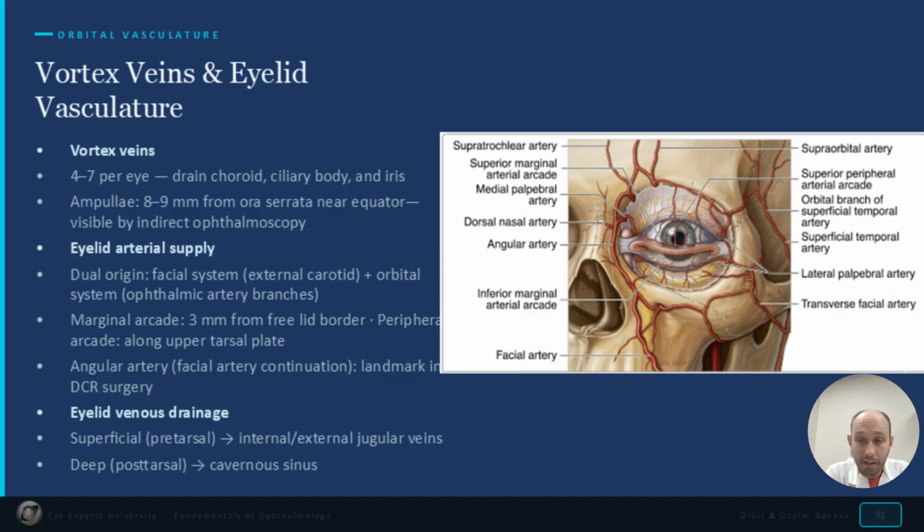The eyelid arterial supply is pretty extensive. We have the facial system that comes from the external carotid, and then we have the orbital system, and that's the ophthalmic branch. And if you remember, that's the internal carotid. So we actually get both carotids going to the eye because of the anastomosis. There's a marginal arcade, which is about 3 millimeters from the eyelid border. The angular artery you have to watch out for during DCR surgery because it passes near the lacrimal sac. The eyelid has venous drainage like everything else, and it's skin, so there's a superficial pretarsal system, and then there's a deep post-tarsal system that goes to the cavernous sinus.